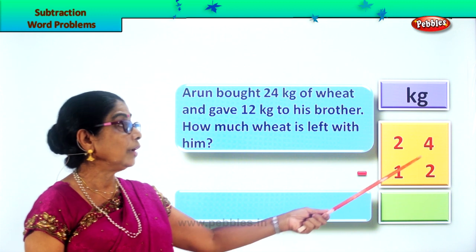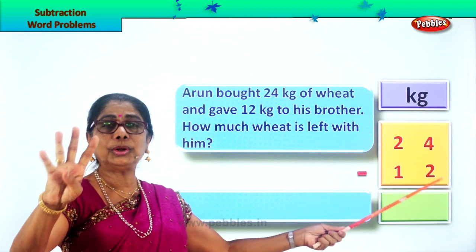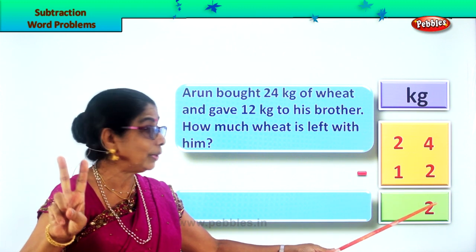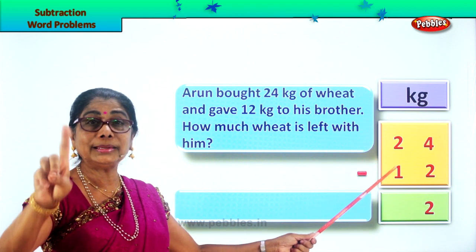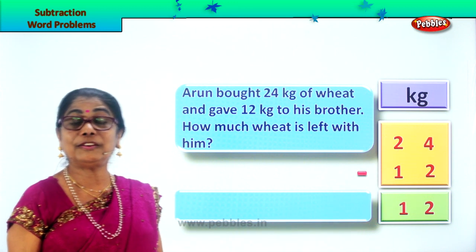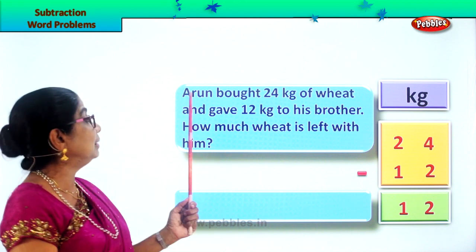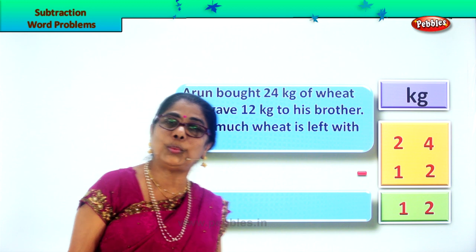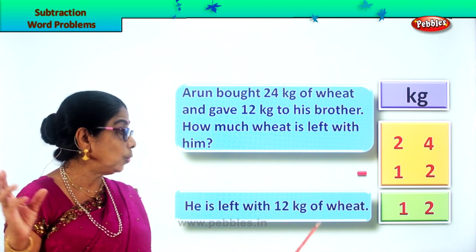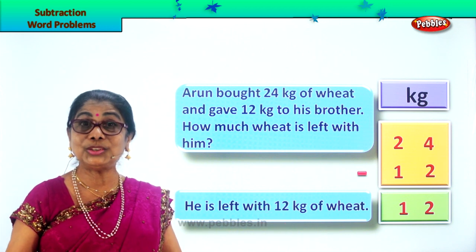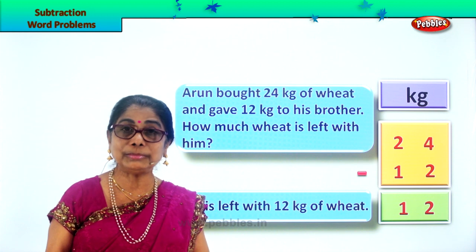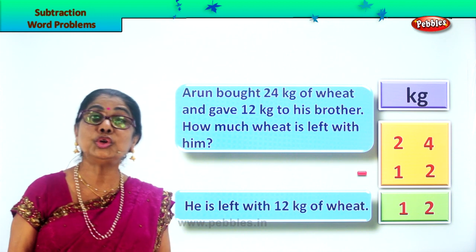Good. Let's work it out. 5 take away 2, you get the answer 3. So we write down 3 here. 2 minus 1 is 1. So, what is the weight of wheat that Arun has? Arun has with him 13 kg of wheat now. Your answer is, he is left with 13 kg of wheat, after giving away 12 kg. Did you enjoy word problems in subtraction? Let's go on with another new sum.